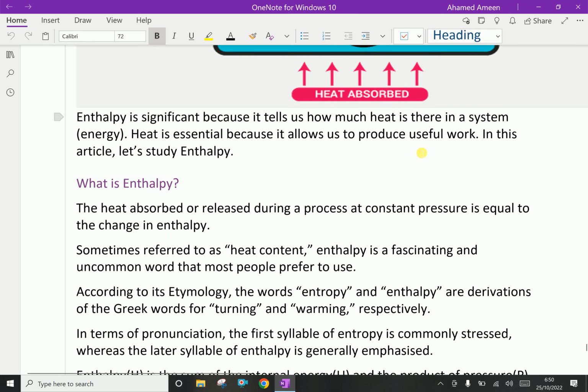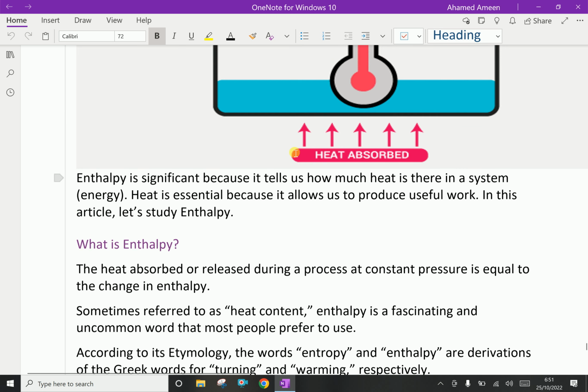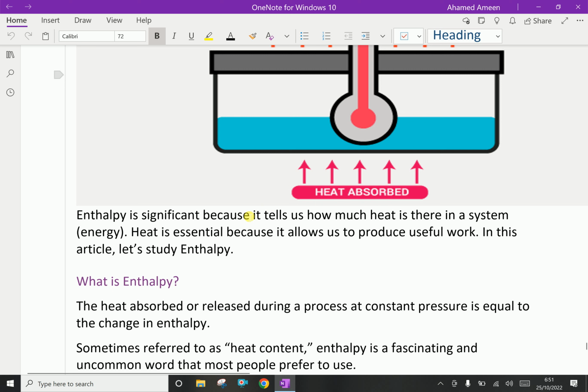Enthalpy is significant because it tells us how much heat is there in your system, that means the energy system. Here heat is essential because it allows us to produce useful work. In this article, let us discuss total enthalpy. Here enthalpy is considered as heat energy, how it's stored and how it's produced as useful work.